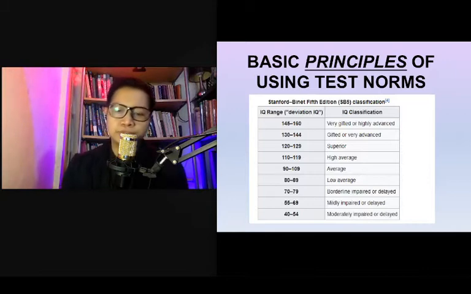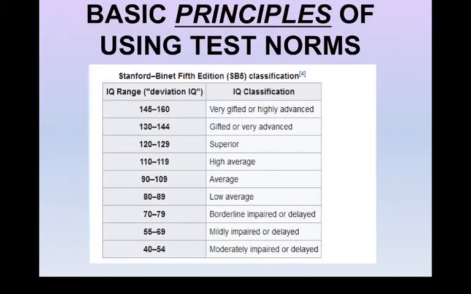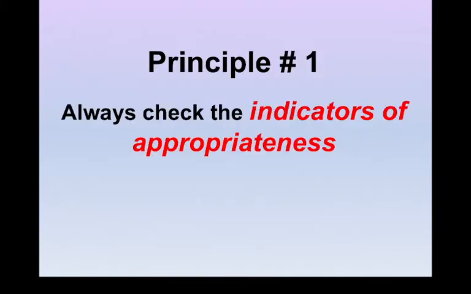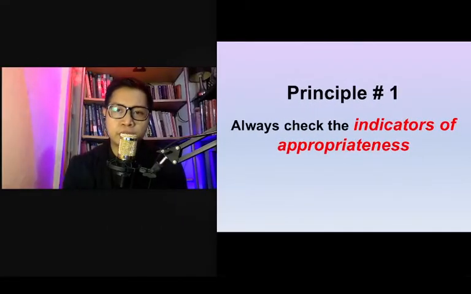Pero in this episode, ang gusto kong i-discuss sa inyo is hindi lang tayo gamit ng test norms. Every time we get a raw score and then we get the norm to interpret that raw score, meron ka munang mga principles na dapat tatandaan that applies to the norm before you use that to interpret the raw score that you have. Yan ngayon yung pag-uusapan natin and let's go straight directly to principle number 1. Alam nyo, bago kayo gumamit ng norm to interpret a raw score, always check the indicators of its appropriateness.